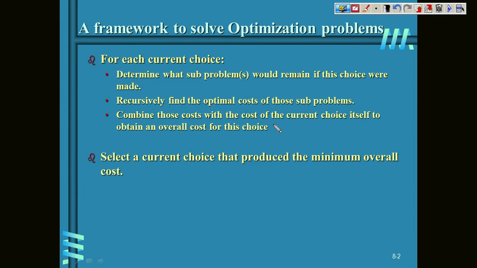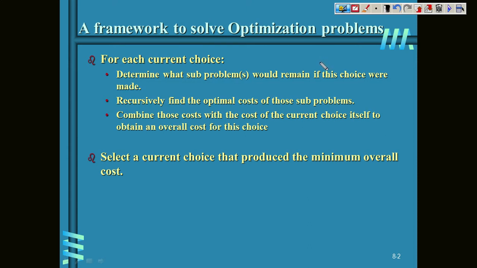Now the framework to solve the optimization problem. So the key idea of dynamic programming is to solve the optimization problem. When Bellman proposed this approach, he was actually interested in proposing a solution to solve optimization problems. Optimization problems are basically represented using an objective function, and our objective is to either minimize this objective function or maximize this objective function.